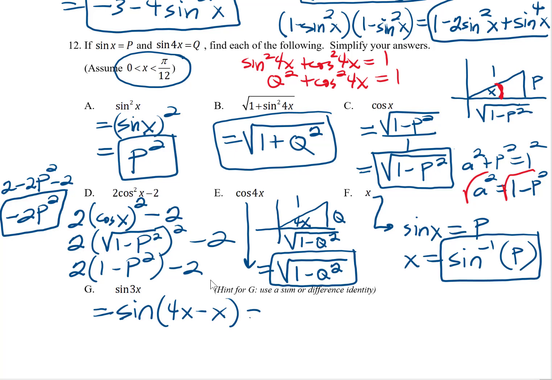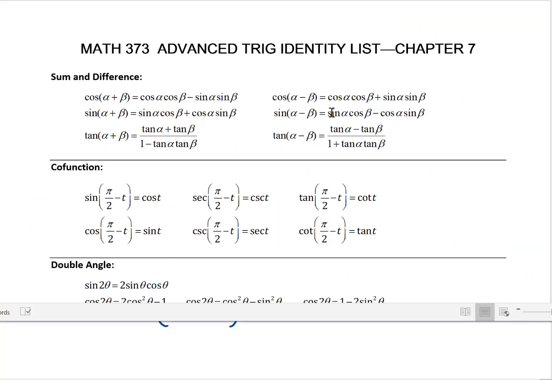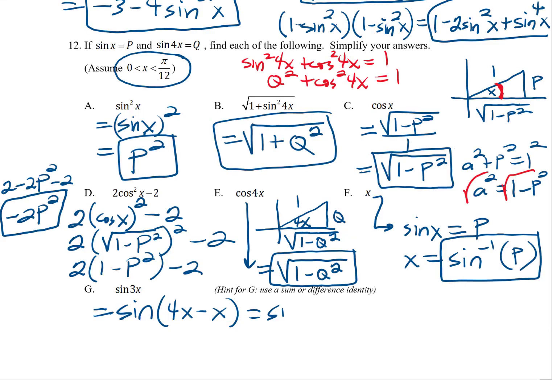And then I can pull up that identity, the difference angle identity for sine, and I can use that to rewrite this expression. Let's see, here it is right here. Sine of first minus second: sine first, cosine second, minus cosine first, sine second. And so let's fill that in. Sine first, cosine second, minus cosine first, sine second.